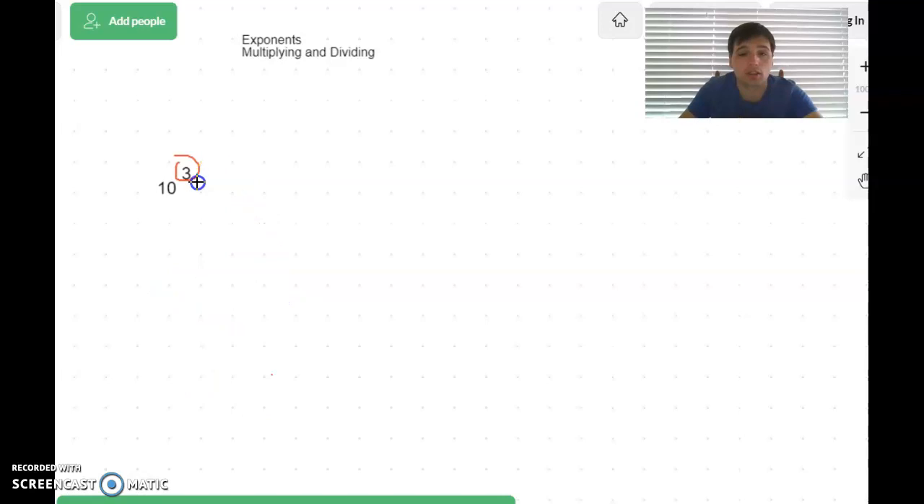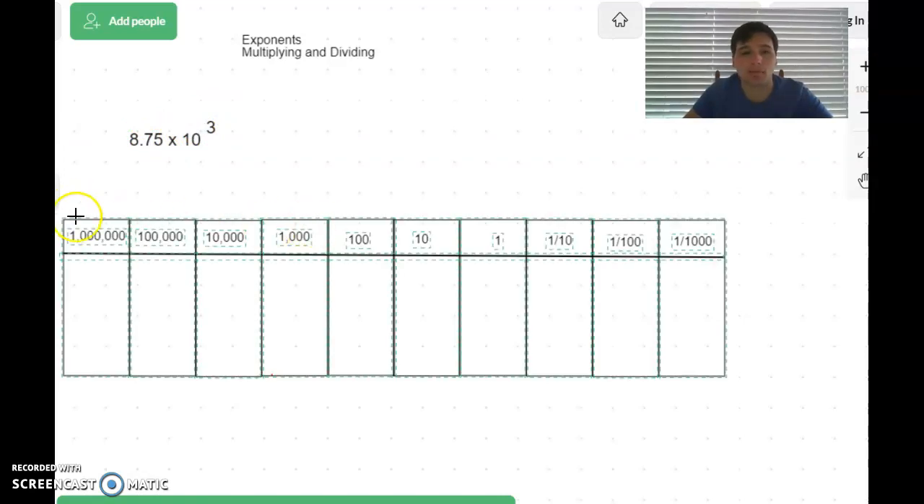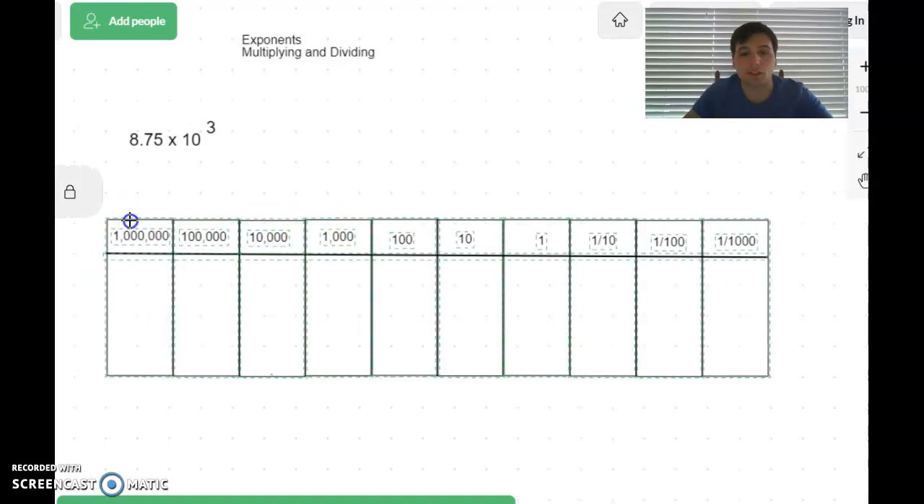Let's work on a quick problem. Here it is. Let's try 8 and 75 hundredths times 10 to the 3rd power. Something that might help you, and it definitely helps me, is to either visualize or draw a place value chart. It helps me a lot.